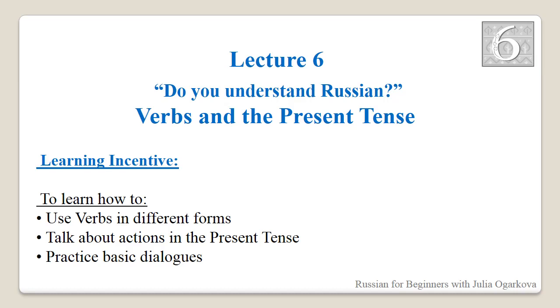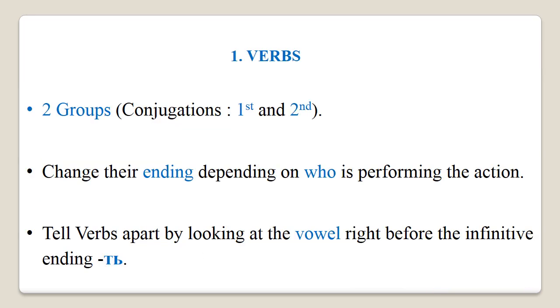Hi, and welcome to your 6th lecture in Russian for Complete Beginners, in which we will focus on verbs and how to use them in the present tense. Now, verbs in Russian are divided into two groups, or what we call conjugations, first and second, and they change their ending depending on who is performing the action.